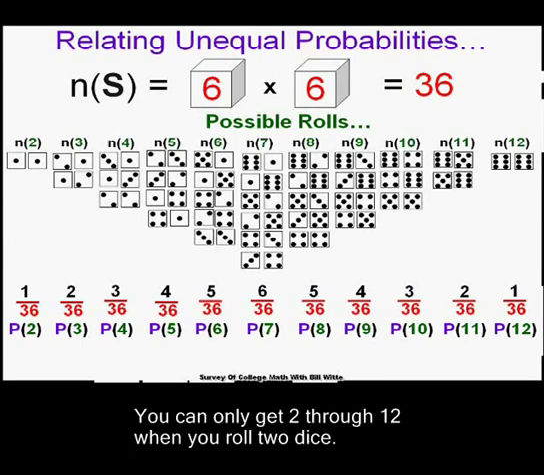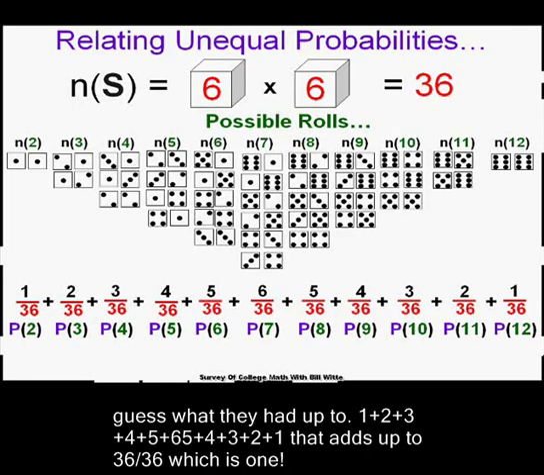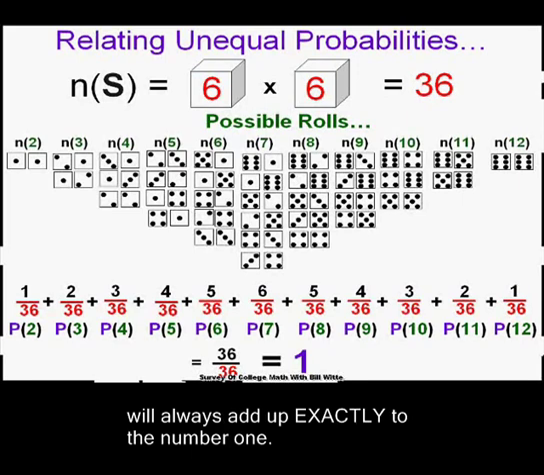Now, if we take all those probabilities, guess what they add up to? 1 plus 2 plus 3 plus 4 plus 5 plus 6 plus 5 plus 4 plus 3 plus 2 plus 1 adds up to 36, 36 over 36, which is 1. Isn't it? 1. All the possible probabilities in a sample space will always sum to the number 1.